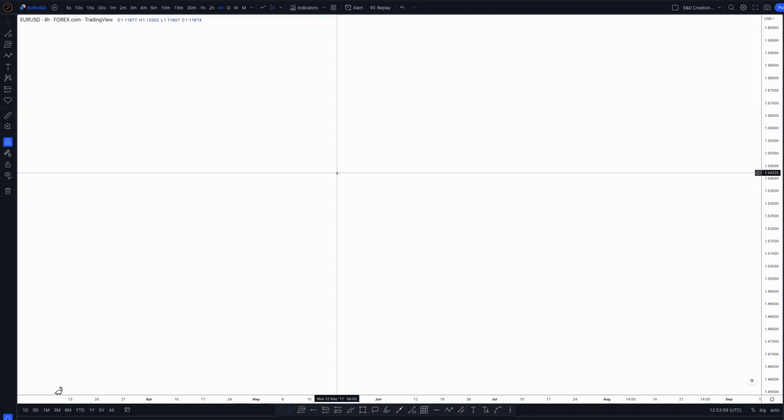But this lesson is where we're going to start to look at how we actually identify these zones in their most basic form. Okay, as we go through the lessons, we'll then learn how we actually refine these and try and make them more and more high probability.